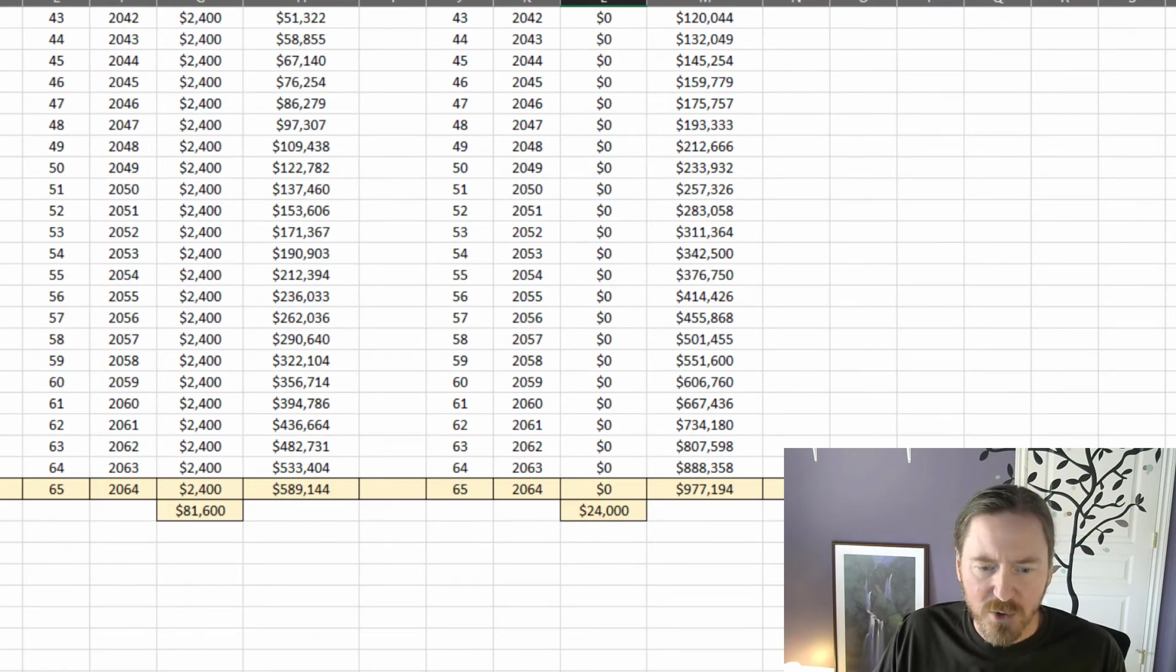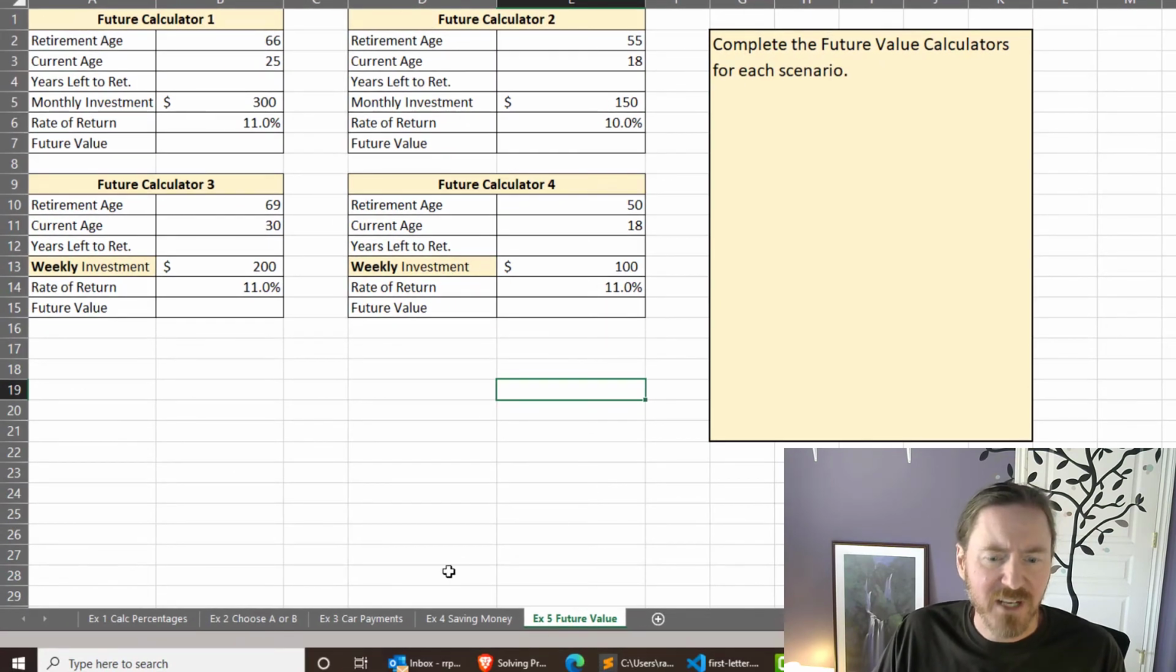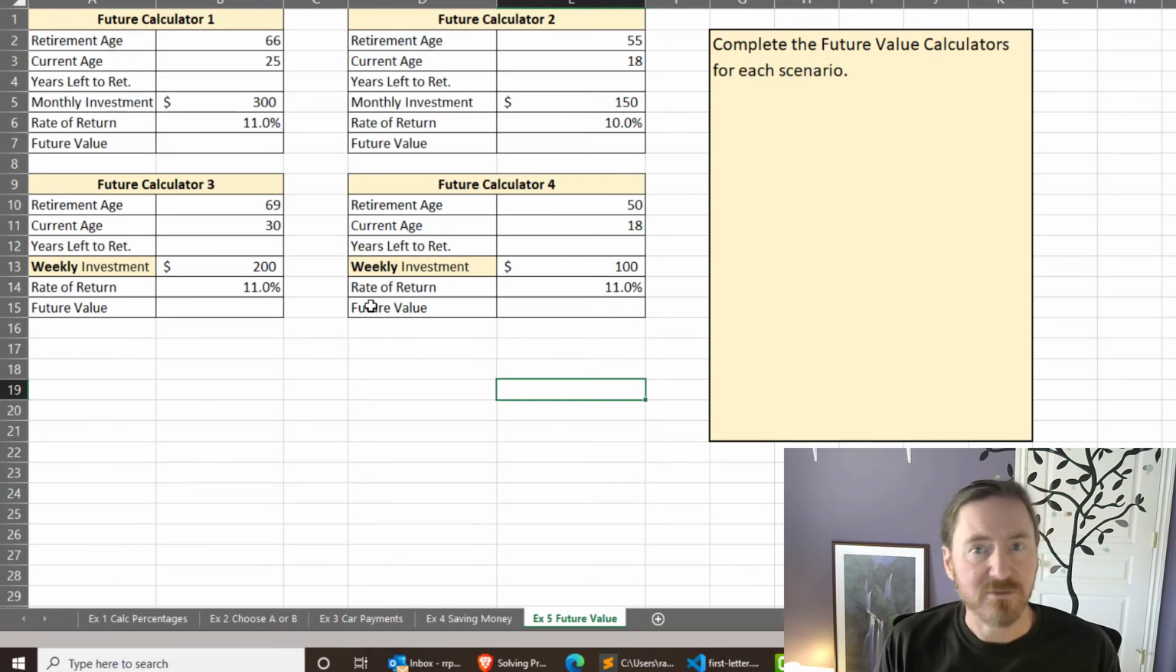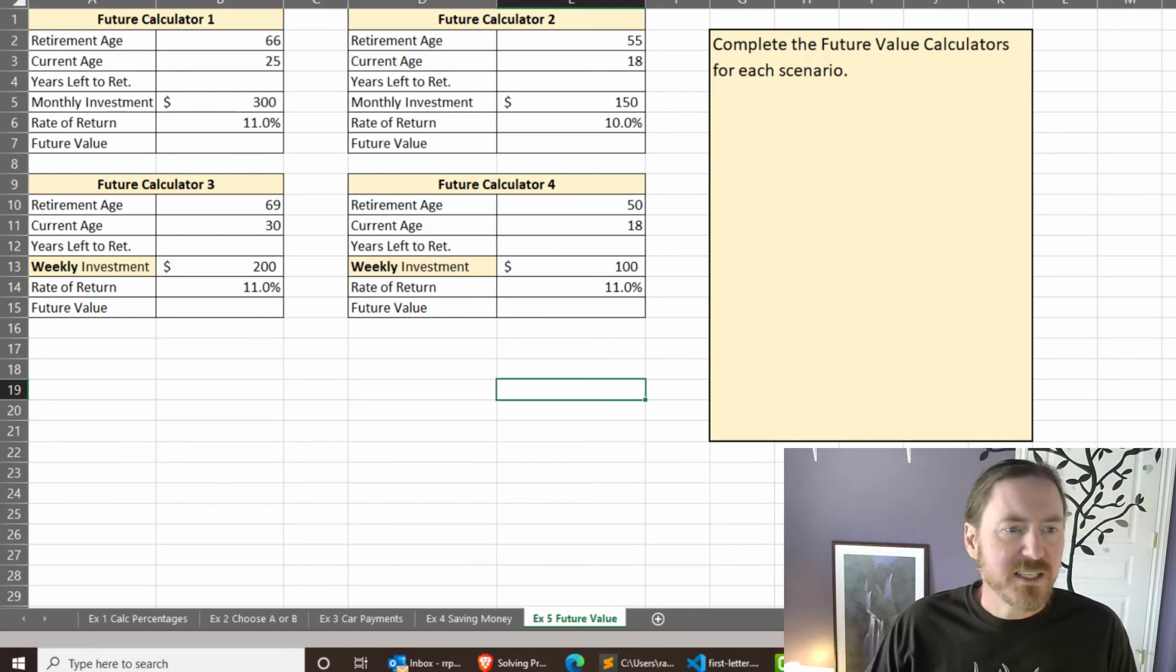That's exercise 4. Finally, we can jump over to exercise 5, which looks a lot like car payments, but it is different. This is going to be future value calculations. Again, we've practiced these in a previous week, so now you're just really solidifying that you know how to do an FV function. All right, let's get to work.